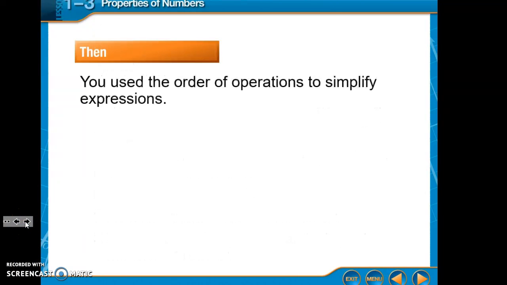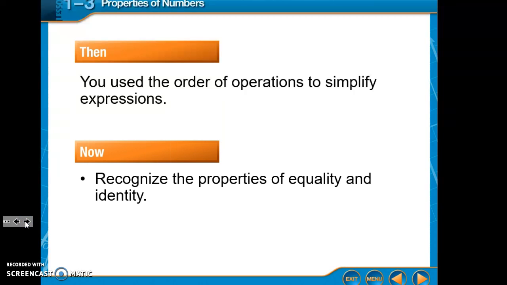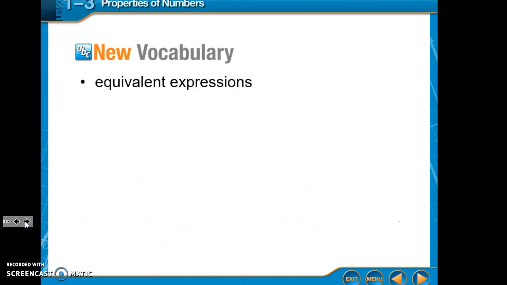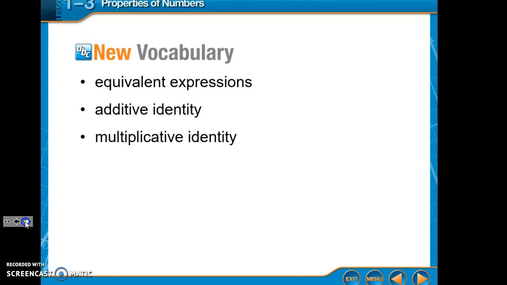Alright, so what we're going to be doing is expanding on our knowledge of order of operations to simplify expressions. After today's lesson, you should recognize the properties of equality and identity, and recognize the commutative and associative property. New vocabulary: equivalent expressions, additive identity, multiplicative identity, multiplicative inverse, and reciprocal.